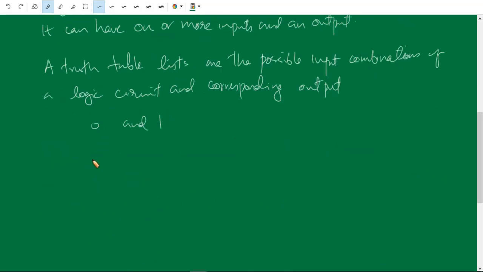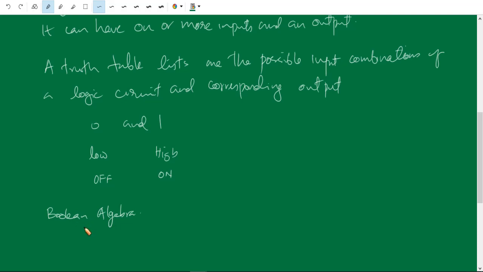This 0 corresponds to low voltage and 1 corresponds to high voltage, or you can say that 0 is the off state and 1 is the on state. Now the functions of the logic gates are based on Boolean algebra. So logic gates are working based on Boolean algebra.